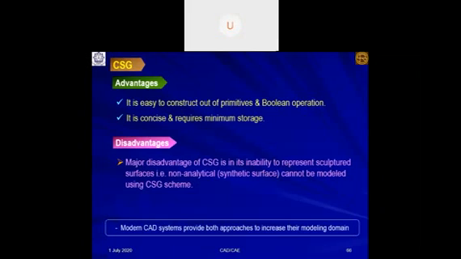Now, the advantage of the CSG is that it is easy to construct out of the primitives and Boolean operations. It is concise and requires minimum storage. And the major disadvantage of CSG is its inability to represent sculptured surfaces or non-analytical surfaces, which cannot be modeled using the CSG scheme. And as I already mentioned, modern CAD provides both approaches to increase their modeling domain.